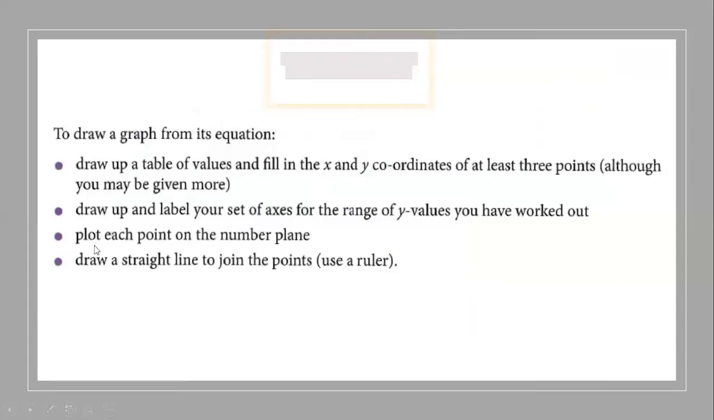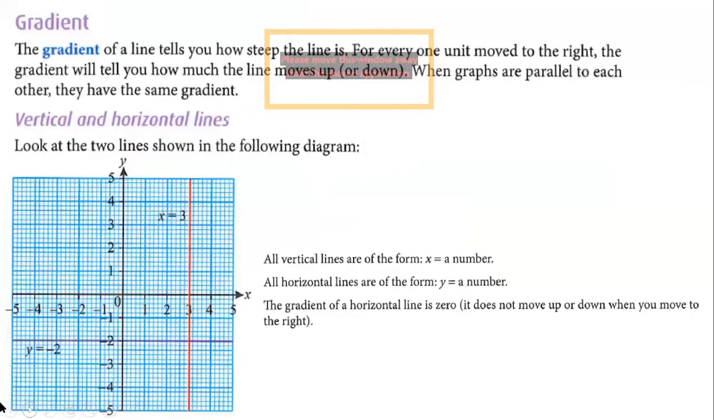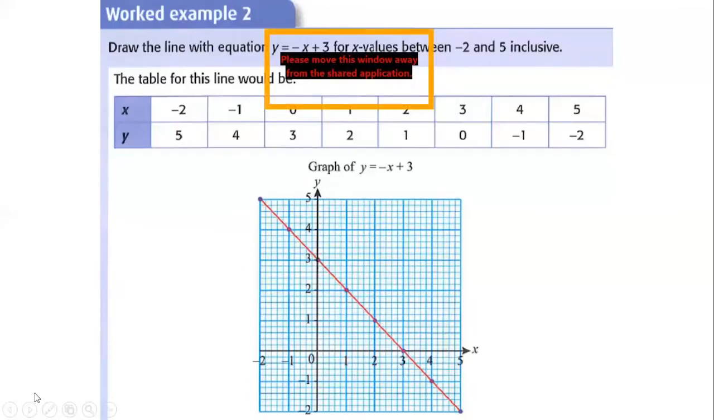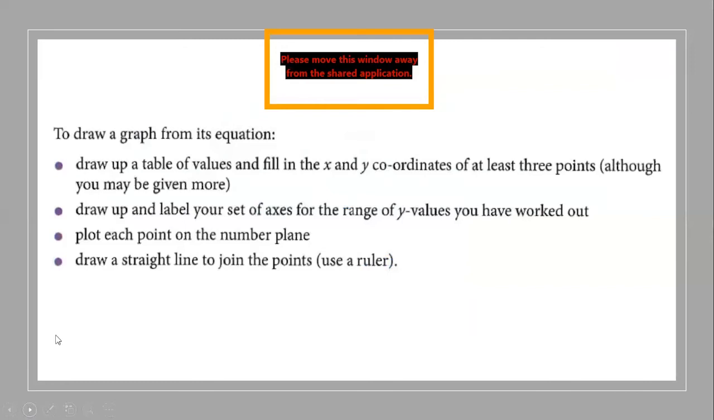In the third step, plot each point on the number line. So just plot all the points, the purple points that we have plotted here, and then join them by this straight line. The last step is drawing the straight line. Okay.